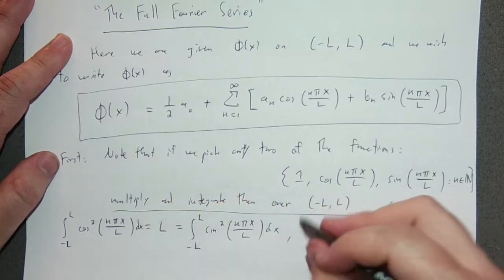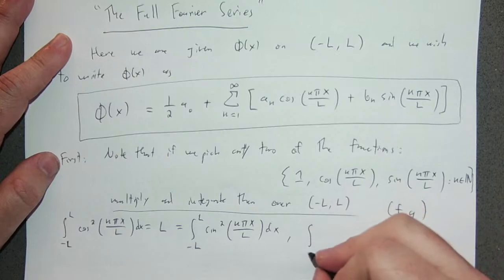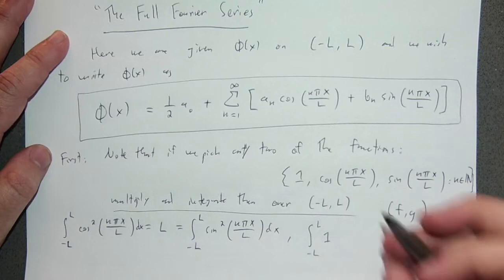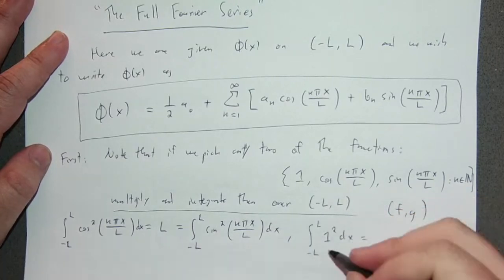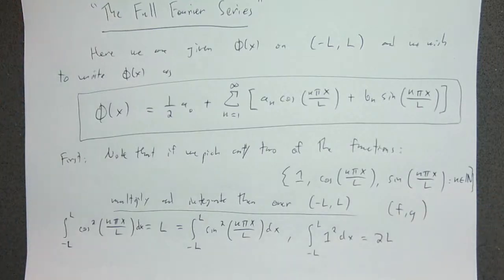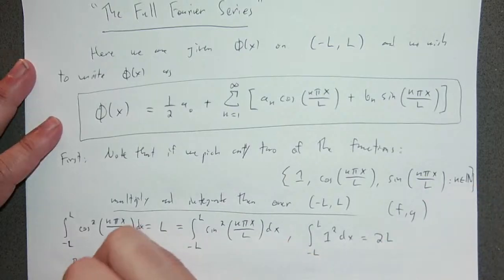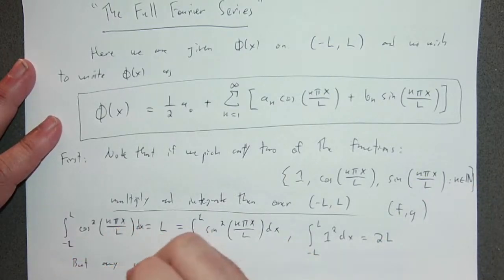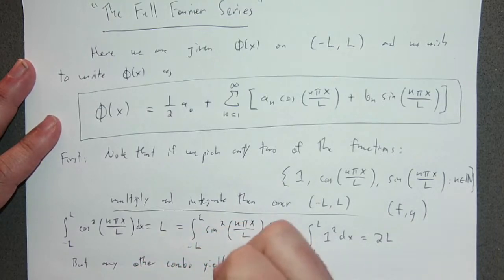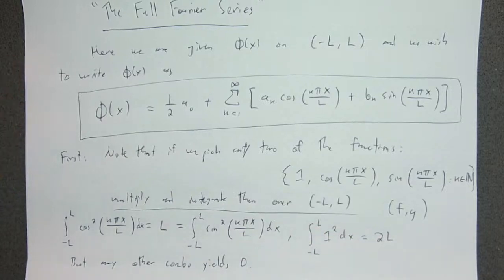Okay, and of course, if I did this for 1, if I picked the same, so this is 1 squared dx, so then what I get here is L plus L, so I get 2L. But any other combination yields 0, right? Any other combo yields 0, again by those orthogonality relations. So I have an orthogonality relation for this list of functions.